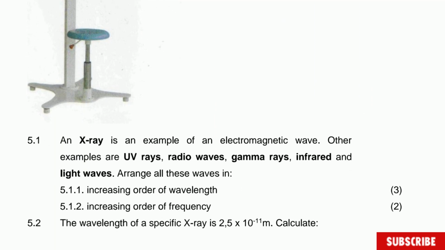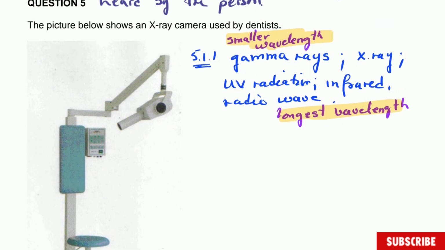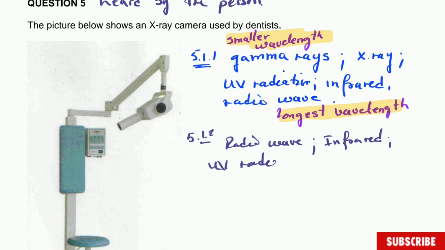Now increasing order of frequency, guys. In this case you need to know that the longest wavelength will have the smallest frequency, so it's the same one but in the opposite direction. So in this case you will start with radio wave, followed by infrared, then ultraviolet, X-rays, and then gamma ray.